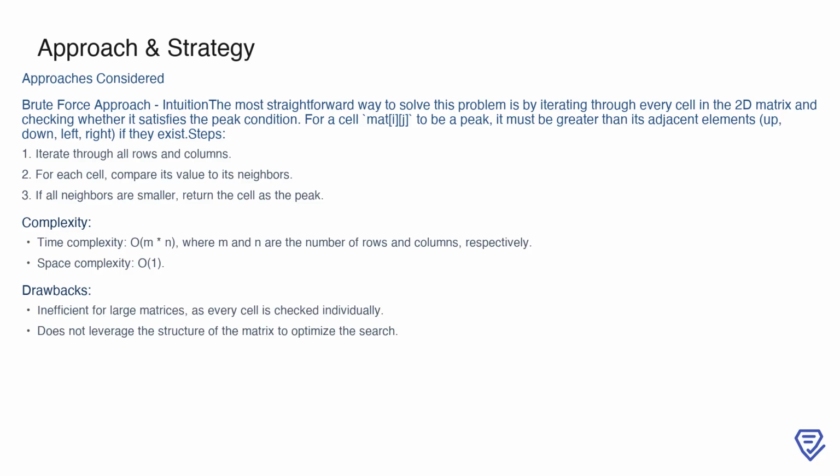While this approach is simple and straightforward, its efficiency is a major drawback. The time complexity is O(m*n), where m and n represent the number of rows and columns, respectively, because we check every cell individually. The space complexity is O(1), as no additional memory is used. However, this method is not practical for large matrices since it does not take advantage of the structure of the matrix to optimize the search, leading to inefficiencies when the input size grows.